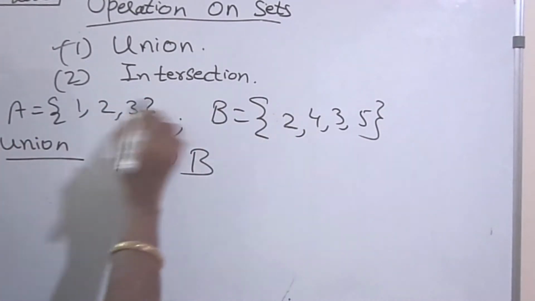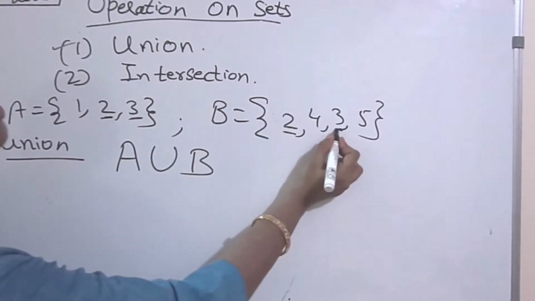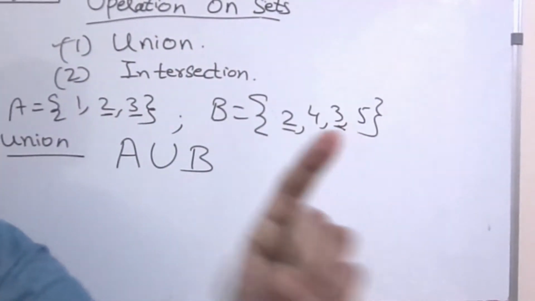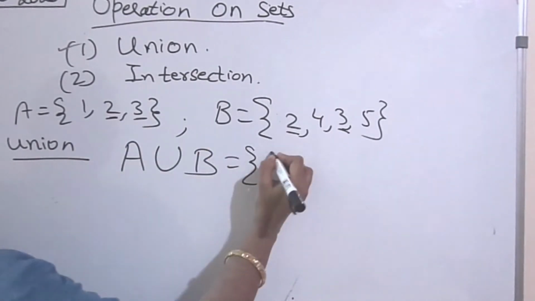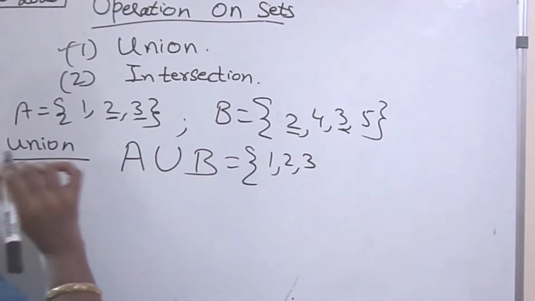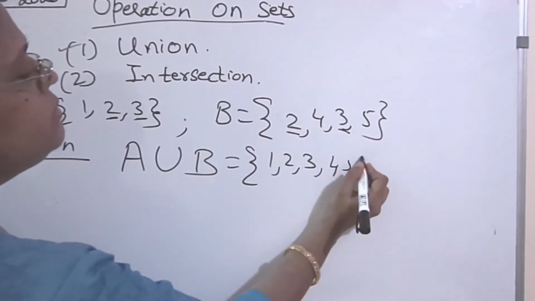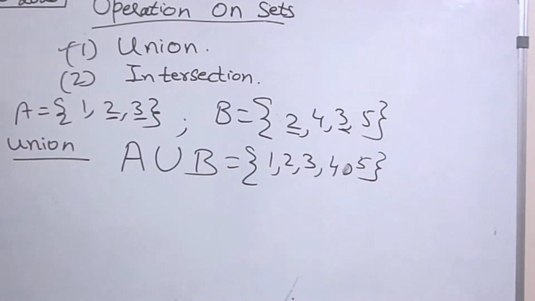So what is common in A and B? 2 is there here also, here also. 3 is there here also, here also. So you will join the sets A and B. Common you will write only once. So let us join {1, 2, 3}. Write all the elements of A. But 2 and 3 are already written, so don't write them again. 4, 5. So what do we mean by union of 2 sets? The set of all elements of A and all elements of B, but common only once.